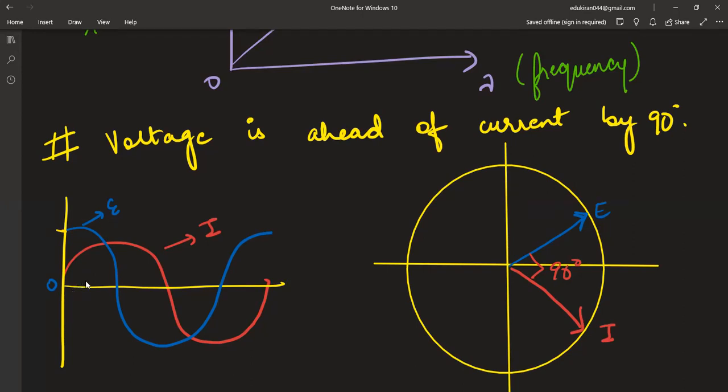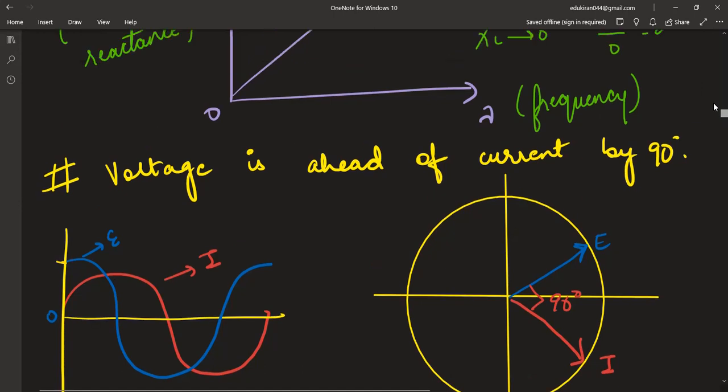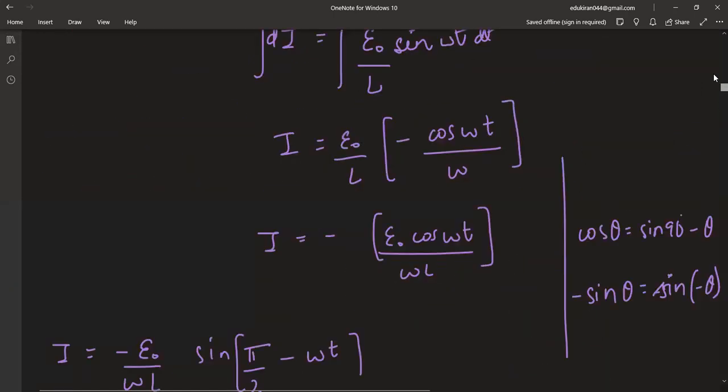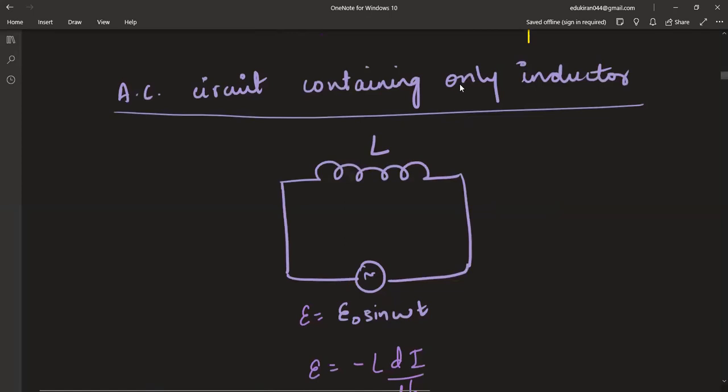In circuits having only inductors, look, when the current is at 0, EMF has already reached its peak value, that is, its amplitude. Can you see both of them are separated by a 90-degree angle? Because current is lagging behind. It is still at 0, EMF is at pi by 2. Understood class? This is what is meant by all the differences which we are studying. Write it down, then we'll see what happens if an AC circuit has only a capacitor.